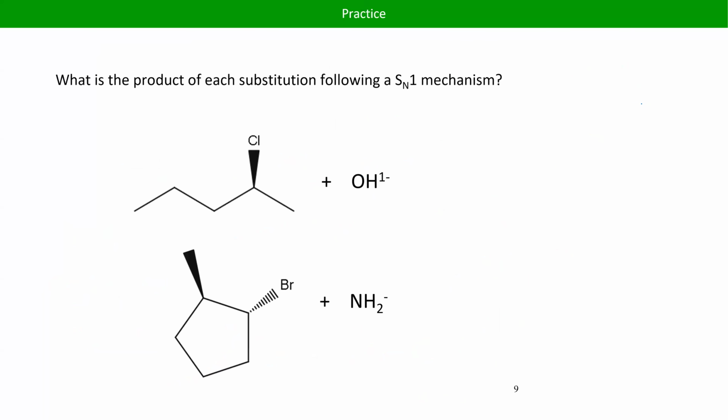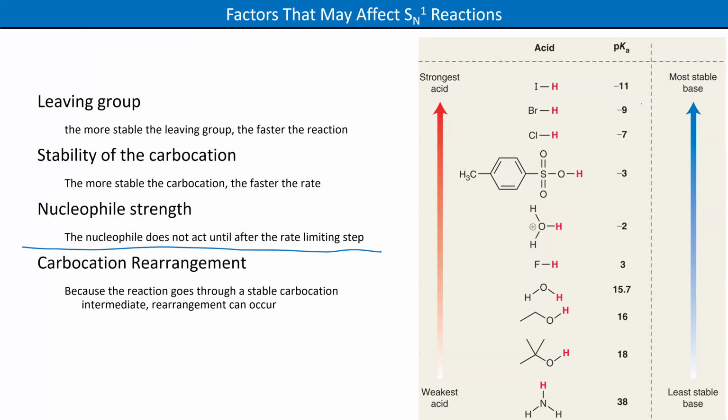So the last thing we have to worry about is rearrangement. Rearrangement happens if you make a carbocation intermediate that could be more stable. So what does that look like? Let's say we started with this molecule. We've got a good leaving group. We've got a little stereochemistry.